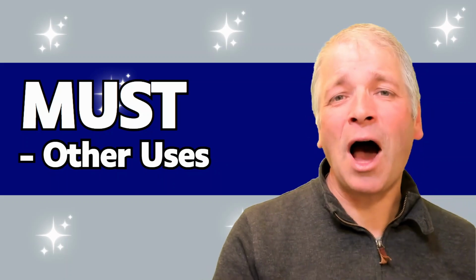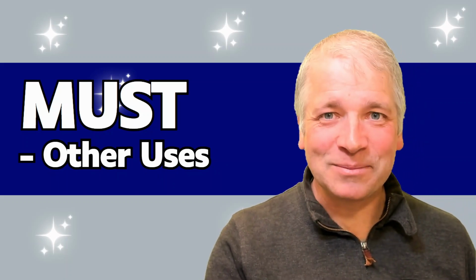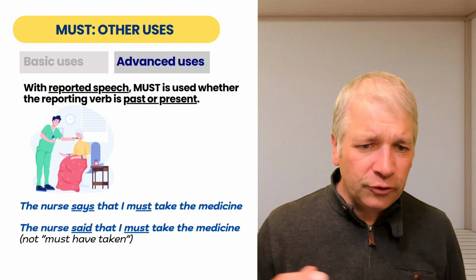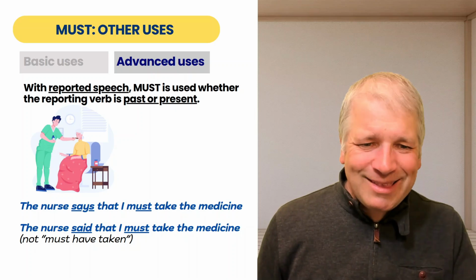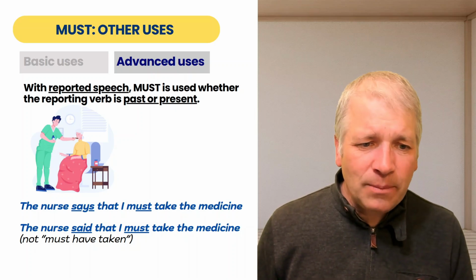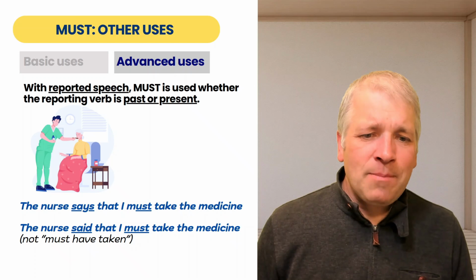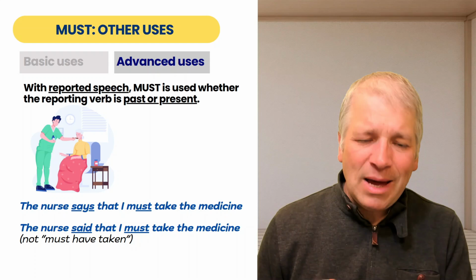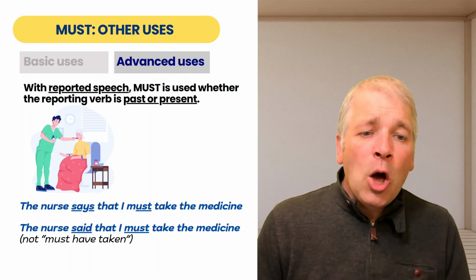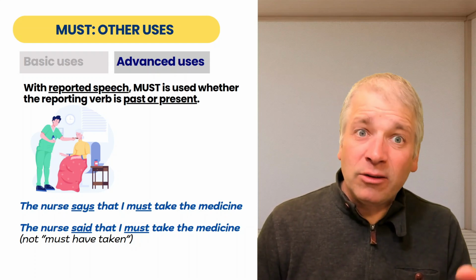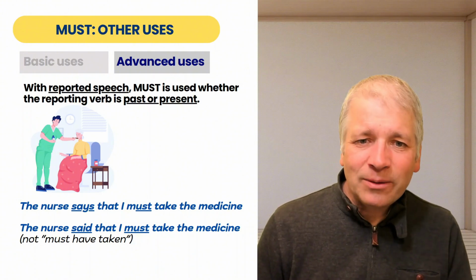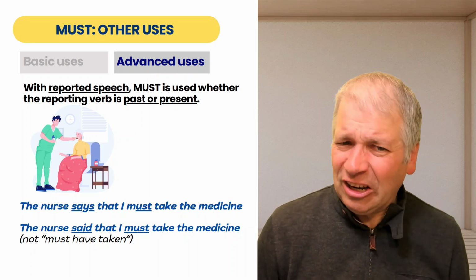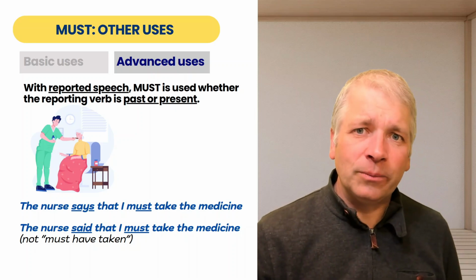Here's a roundup of other uses of must. Must is used where the reporting verb is past or present. Look at the two examples here. The nurse says that I must take the medicine. The nurse said that I must take the medicine, or the nurse said that I must have taken the medicine. So it doesn't matter whether the reporting verb is present, says, or past, said. Must is still used. We don't change it to something else. We don't change it to had to in this situation.